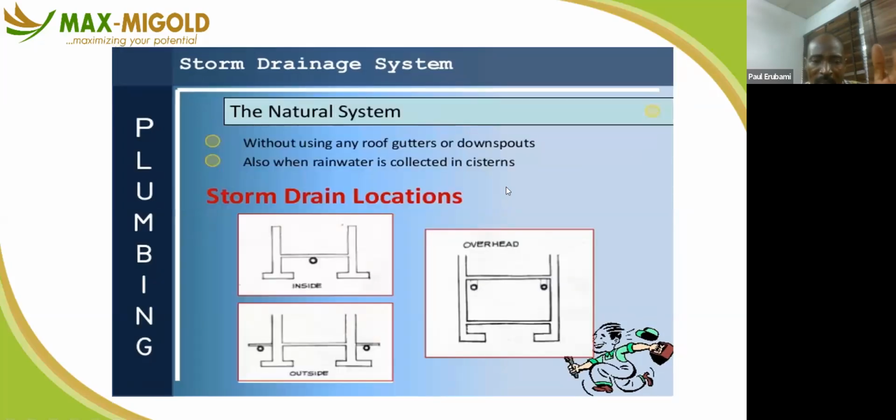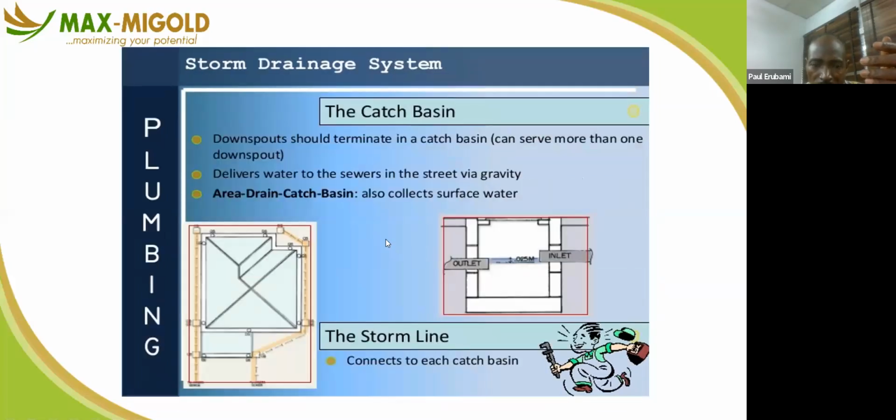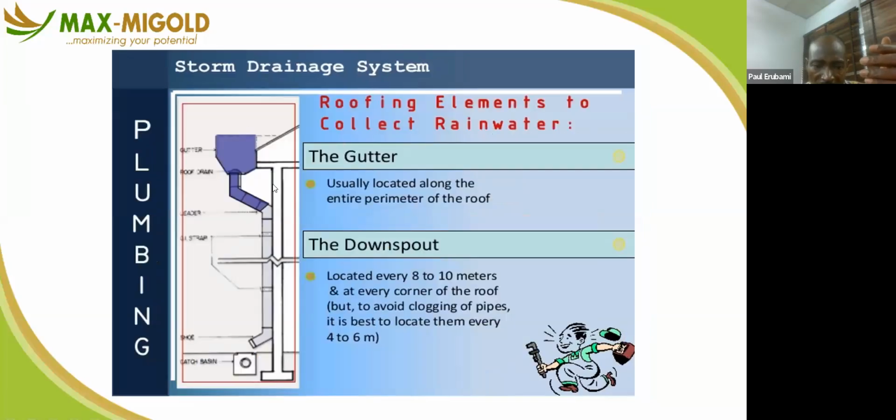So these are all examples of how you can construct your storm drain, sewage system. These are all examples of your roof gutter. You have the shoe. Then this is your roof gutter, taking the water from the roof and sending it out to the external area.